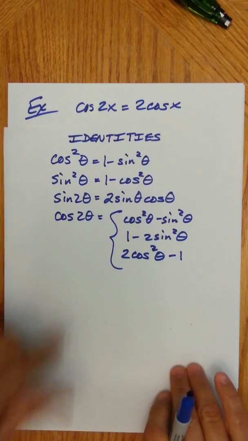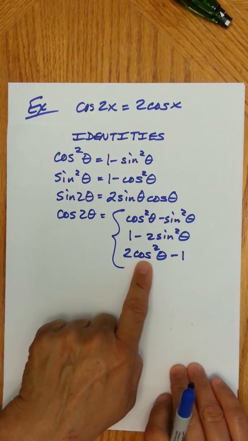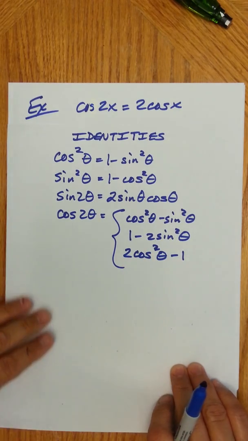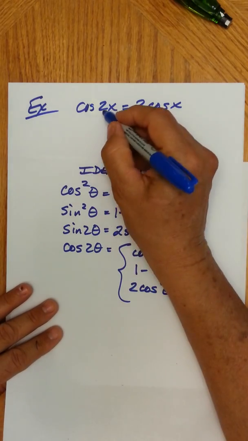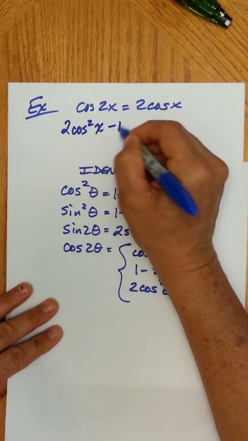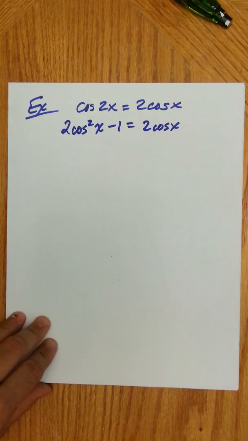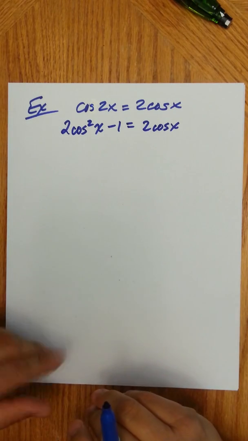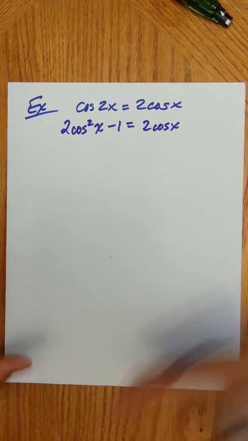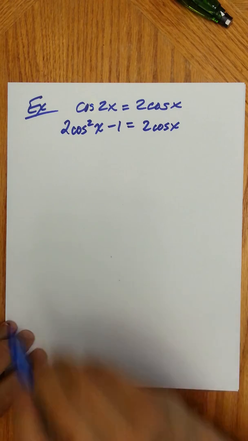Now, since I have cosine of a single angle here, I probably want to choose the form that has the cosine of the single angle, even though it's the second power. So I'm going to choose this one here, so I don't have to have two separate trig functions. Instead of cosine 2x, I'm going to work with 2 cosine squared x minus 1 equals 2 cosine x. Now, from here, I realize I have a second power, then a first power, and then a constant, so it looks like a trinomial. I would want to move everything to one side and have the other side equal to 0 and see if I can factor.